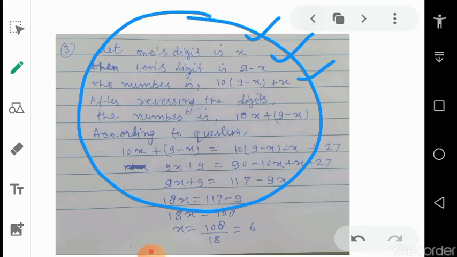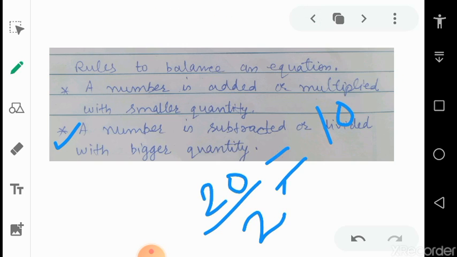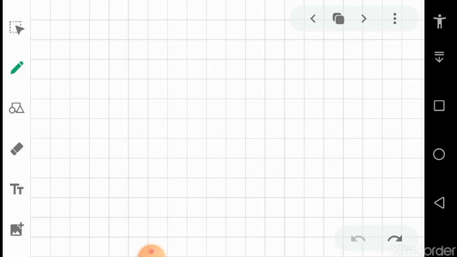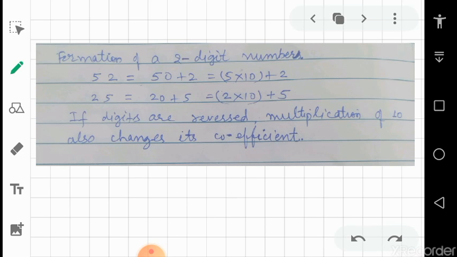Now let's take a review of important points. Okay, when dealing with the two digit numbers you must know how to write it in expanded form. If you don't know, you can't go further. So 52 can be written as 5 into 10 plus 2, and be careful when you multiply by 10. Okay, the tens digit is multiplied by 10.